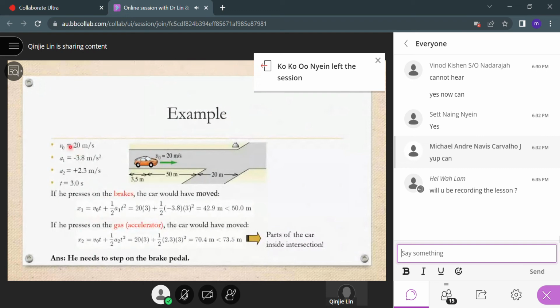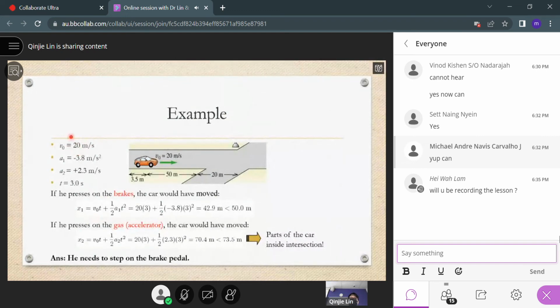So U we already have, which is the initial velocity, same as V naught. T is given, 3 seconds. This half AT squared, right? We also know already because they tell you the acceleration is minus 3.8, and then the time we also have. So you have all the info to find whatever you need. In this case, it is the distance traveled. So if you put in your calculator, you're going to get 42.9 meters. Okay, that means after 3 seconds, you step on brake, he's just here, haven't reached 50 yet.